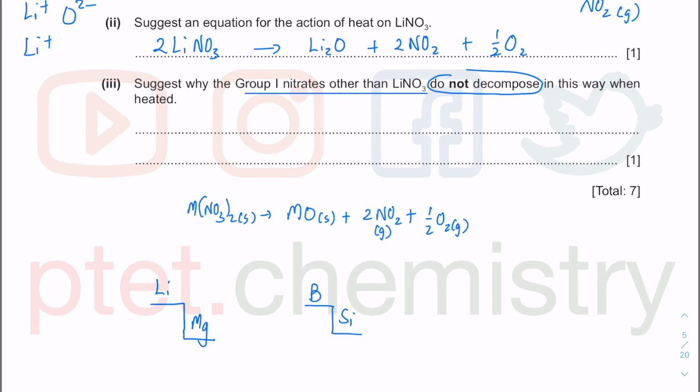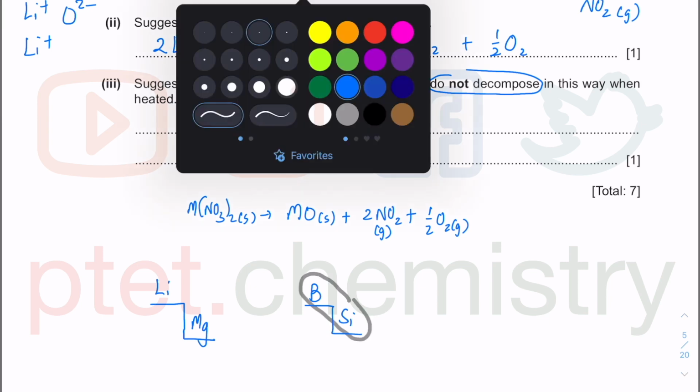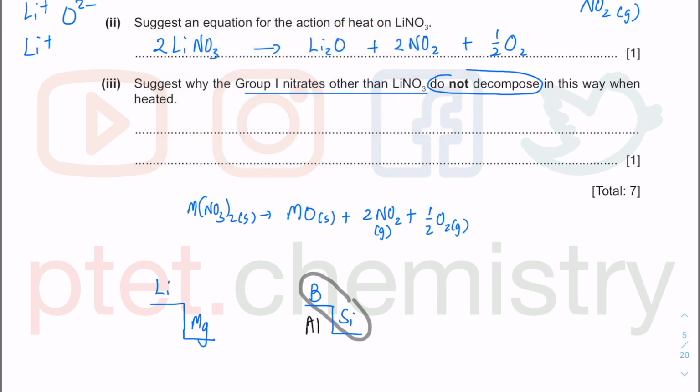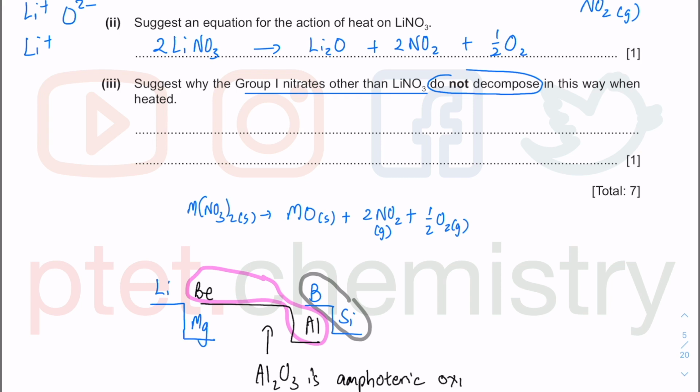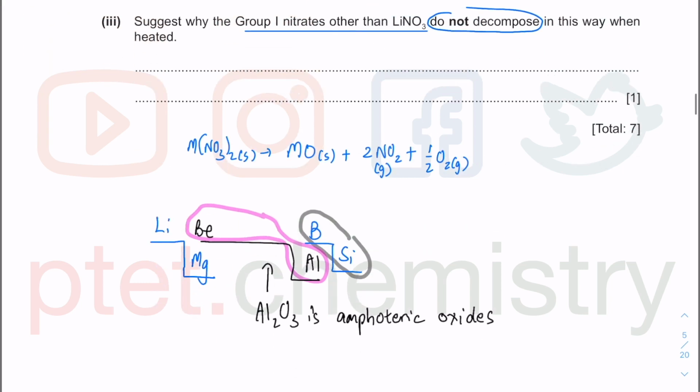So boron and silicon have a similar kind of chemistry, and then you have aluminium just below boron, and then what we say is beryllium and aluminium have a similar kind of chemistry. So I'll give you an example. Al2O3 is an amphoteric oxide. Now, all of the group 2 oxides are basic except for beryllium oxide, which is amphoteric. And why is that? There is such a thing called diagonal relationship.